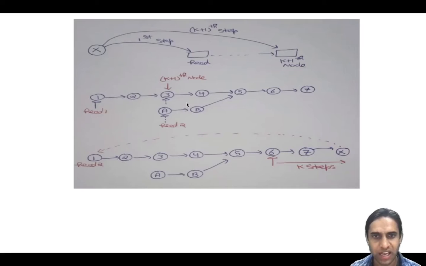For example, let's say I have this linked list 1 2 3 4 5 6 7 and another list A B 5 6 7. This is my k plus 1th node, this one, 3. What is k here? There are two additional nodes in this linked list, so k equals 2. This is k plus 1, which is the third node. So my head has to take k steps to reach the k plus 1th node. If I am at the head position, in k steps I can reach here.